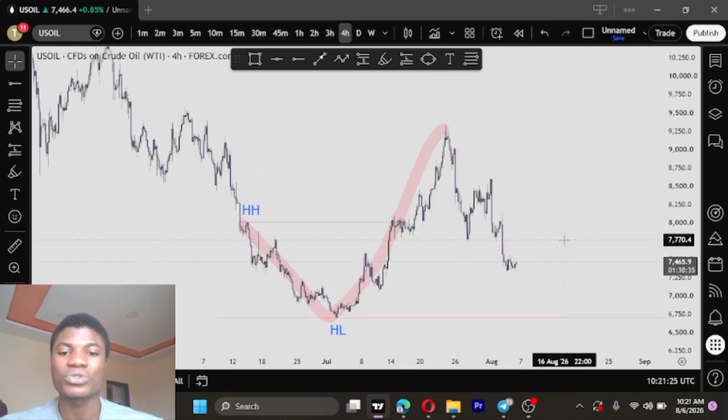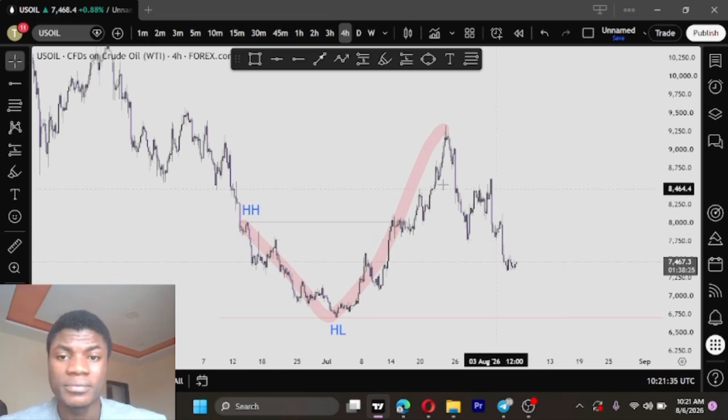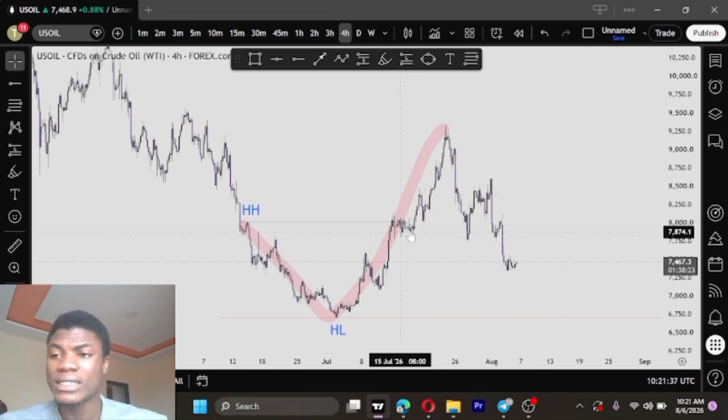And when you have the swing structure, all you care about is the higher low, to protect the higher low for you to buy, or protect the lower high for you to sell, right? So that is just how it is.